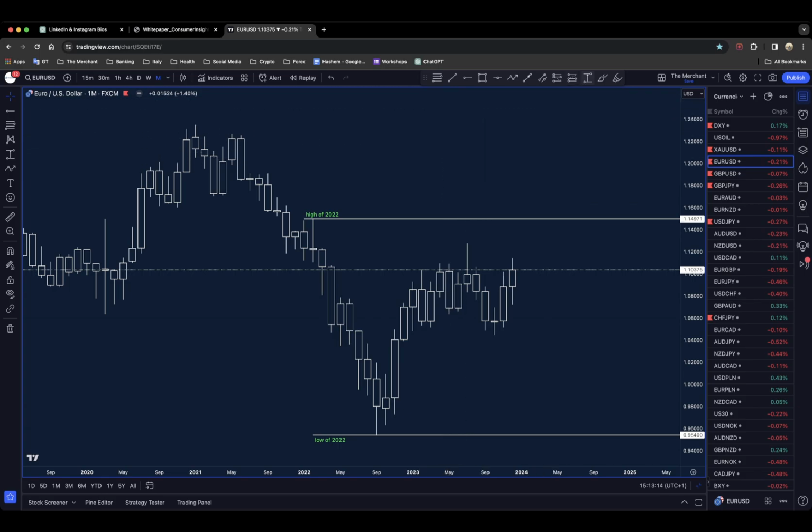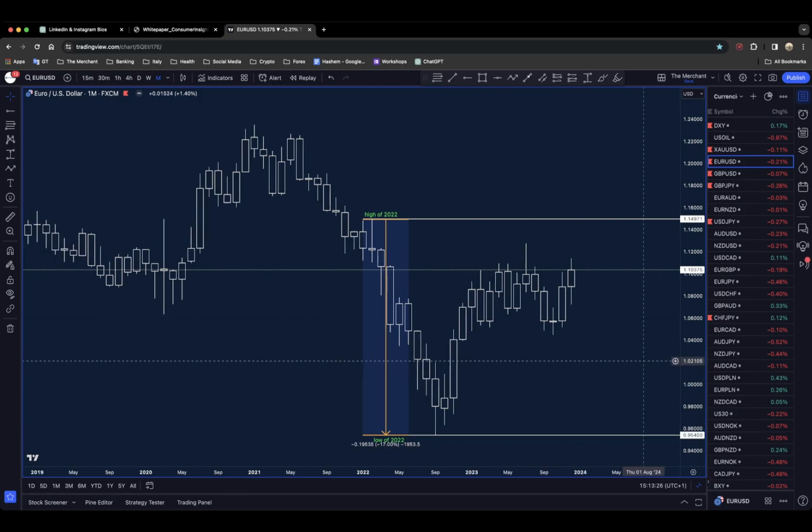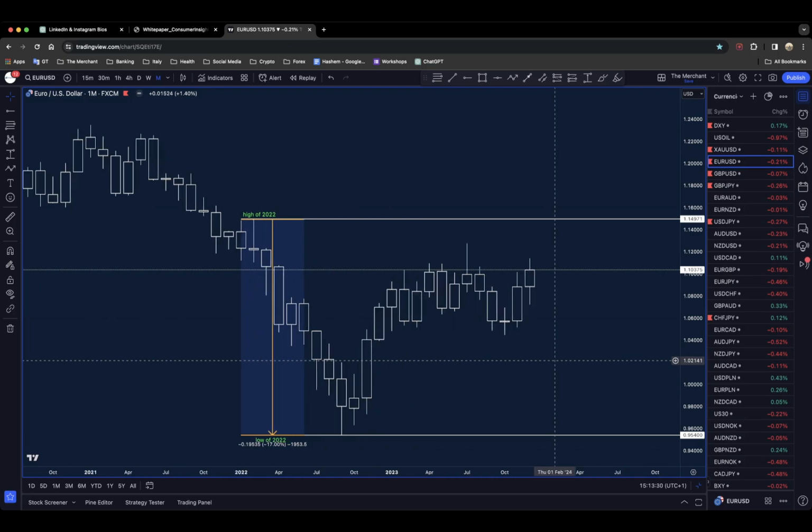Okay, let's now use a price range tool and measure this movement. Here we talk about 17% price movement, and we talk about 1953, as you can see here, 1950 pips. Okay, so the highest was almost 1.15. Okay, the lowest was 0.95. That was in 2022.